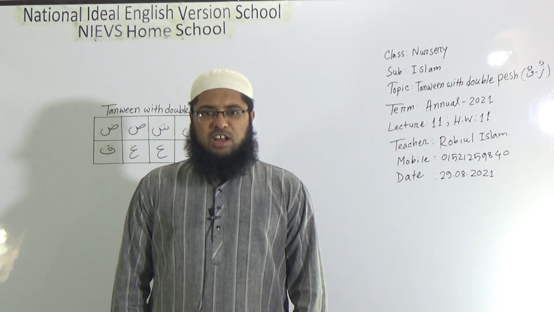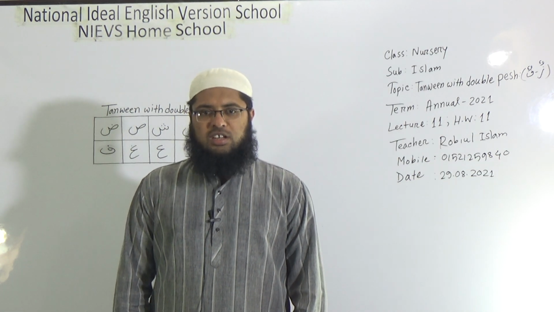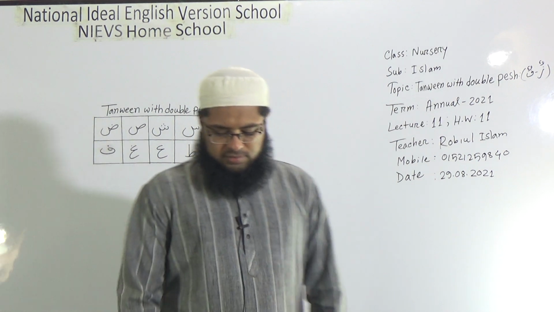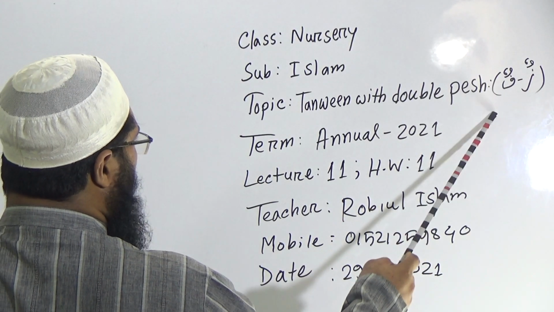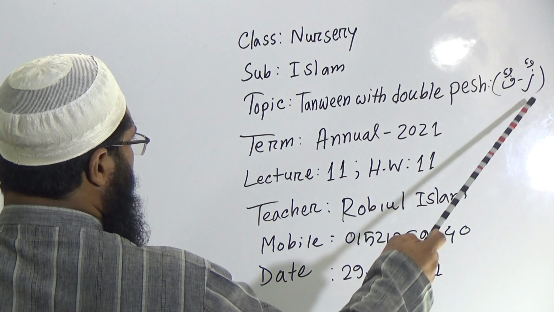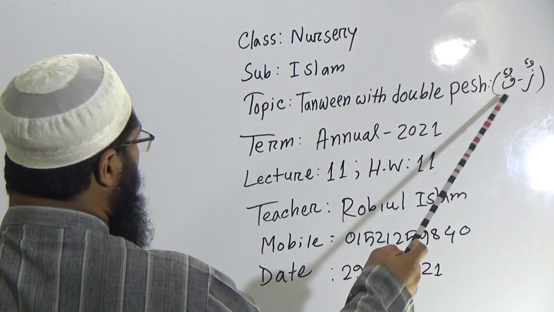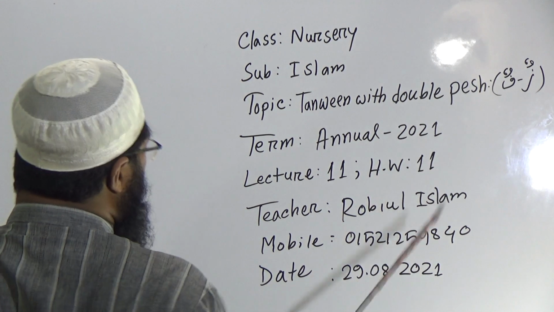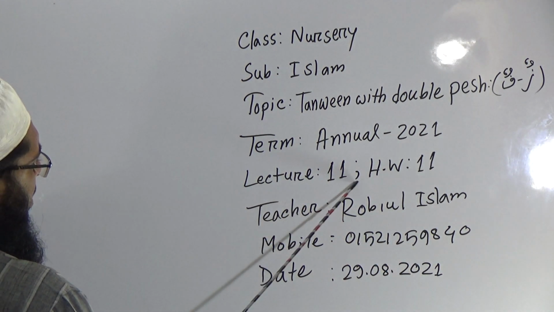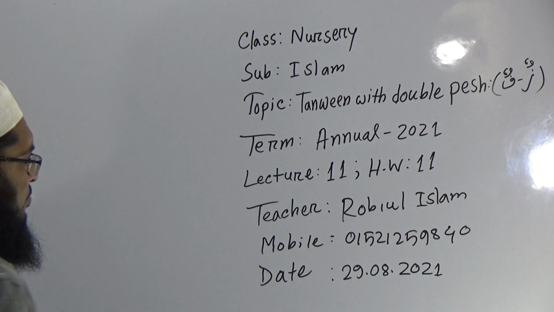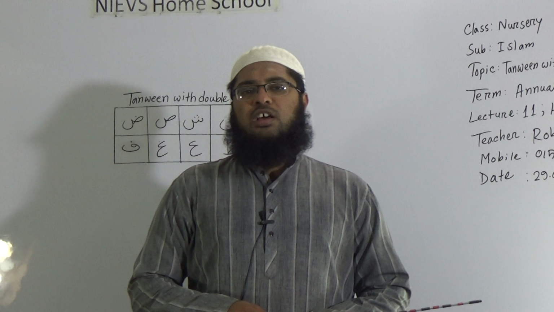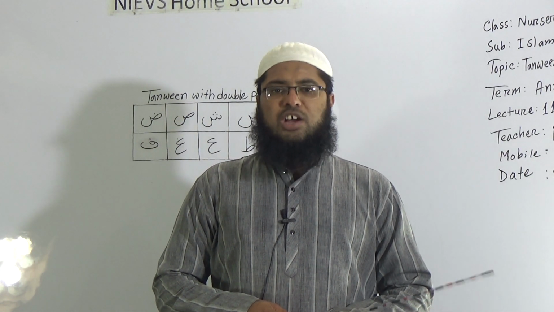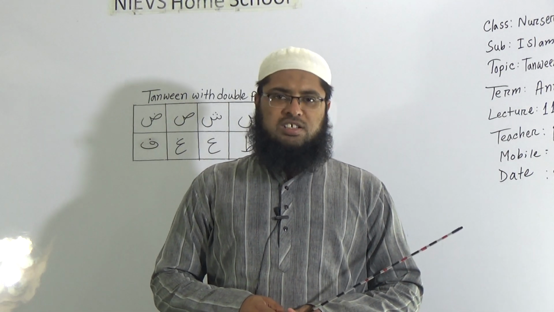Today I'm going to take an Islamic Studies class for class nursery, and our today's topic is Tanween with double pesh from za to fa. That means from za dui pesh zun to fa dui pesh fun. And my dear students, today is our lecture number 11 and SW number 11. Inshallah, today we will learn Tanween with double pesh from za to fa. So my dear students, let's start.